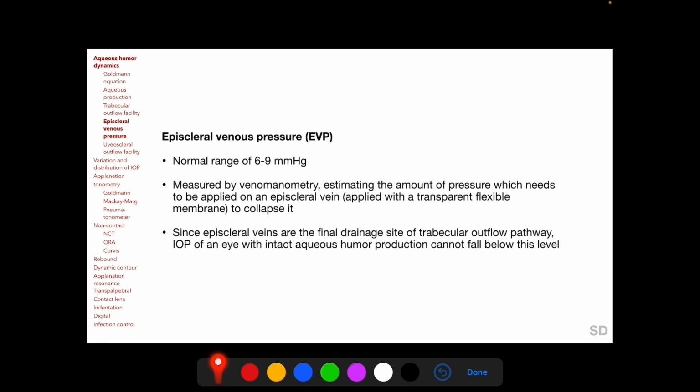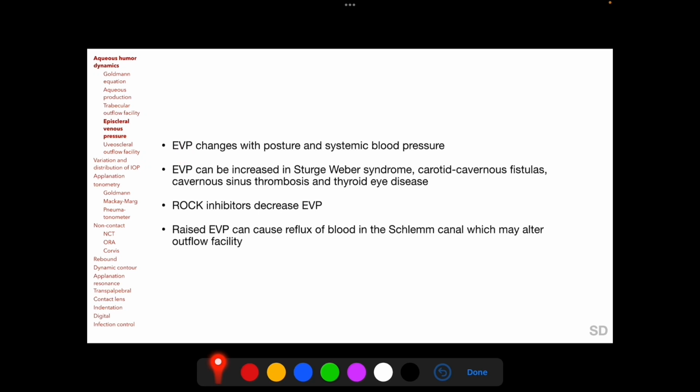So an intraocular pressure of 5 mm of mercury or less suggests failing aqueous humor production or ciliary body shutdown, and this is important to remember. Episcleral venous pressure increases with supine posture and increase in systemic blood pressure. Episcleral venous pressure increases in Sturge-Weber syndrome, carotid cavernous fistulas, cavernous sinus thrombosis, and thyroid eye disease.